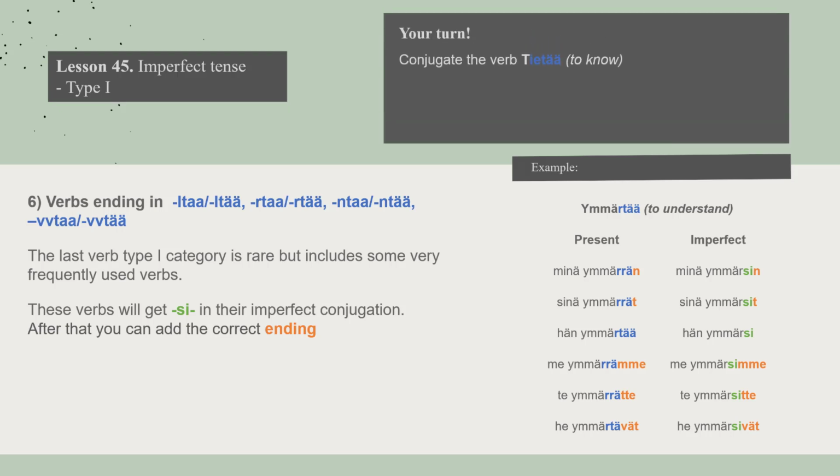Now it's your turn. Try to conjugate the verb tietää. Minä tiesin. Sinä tiesit. Hän tiesi. Me tiesimme. Te tiesitte. He tiesivät.